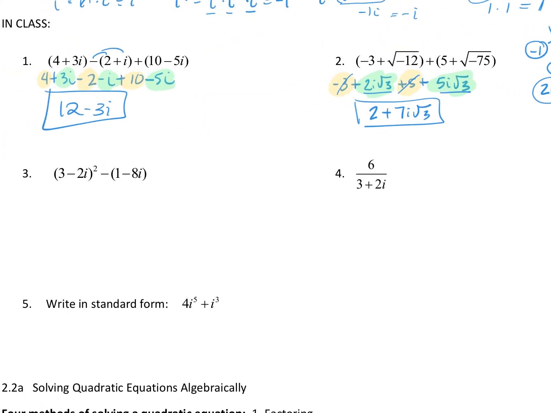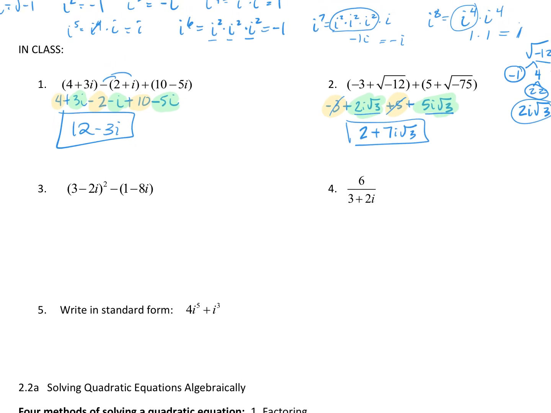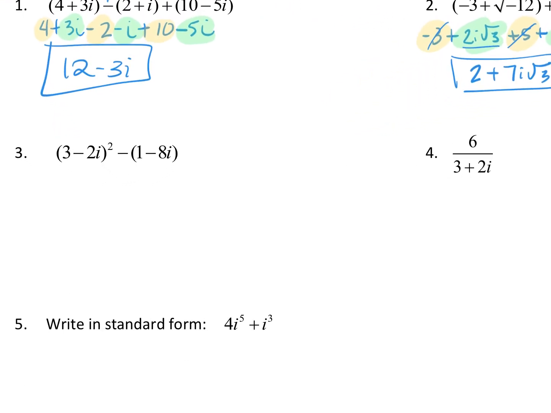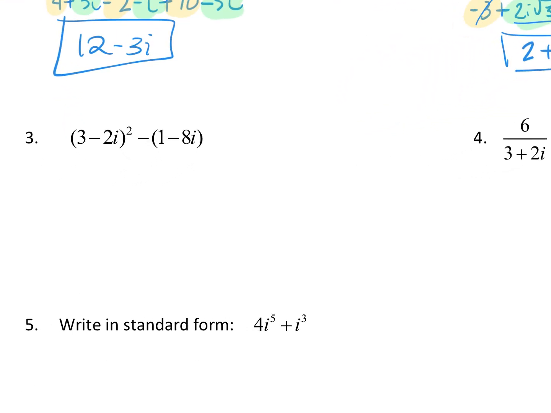Moving on. Let's talk about number 3. To simplify this, what would my first step be here? Good. You're going to have to FOIL this guy. It's being squared, isn't it? So 3 minus 2i times 3 minus 2i. Let's FOIL this out. I'm just copying that part down. So I have 9 minus 6i plus 4i squared.